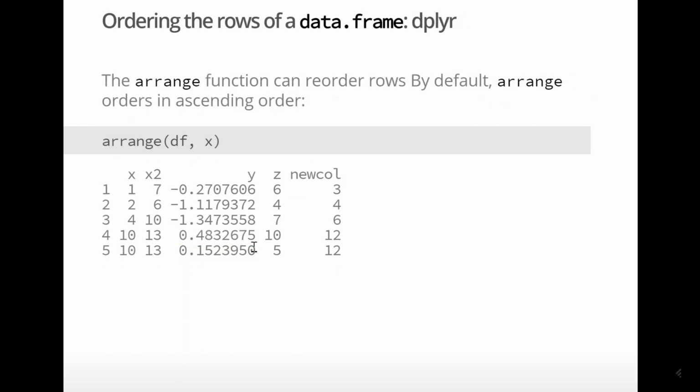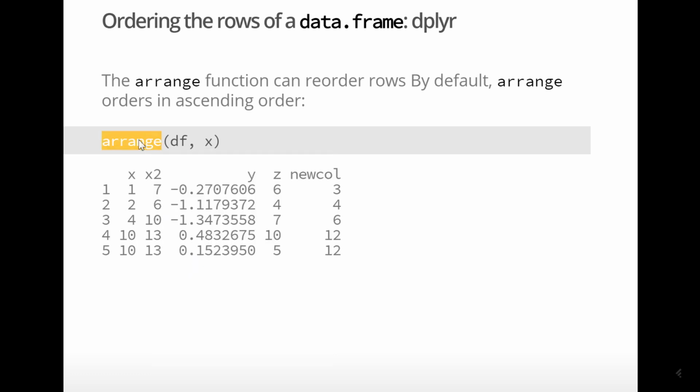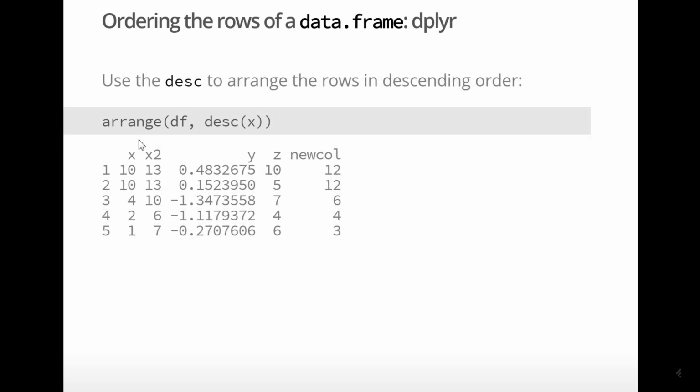In dplyr, the equivalent function is called arrange. So I say arrange data frame comma x. It's going to, by default, put the rows in ascending order, just like order. So this is the equivalent of the df bracket order, comma, bracket. This might be a little bit more intuitive. You don't need to know brackets. You don't need to know the order function. You can just use arrange df comma x. And if you want to put it in descending order, you just apply the desc function to x. And so you would say df comma desc of x. And that just switches, instead of ascending order, it becomes descending order.